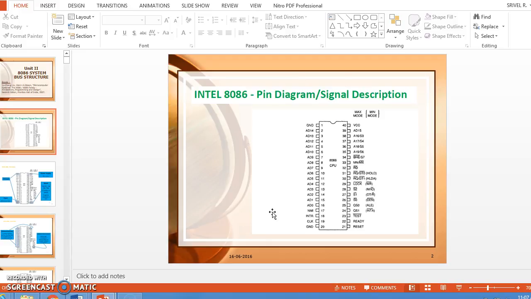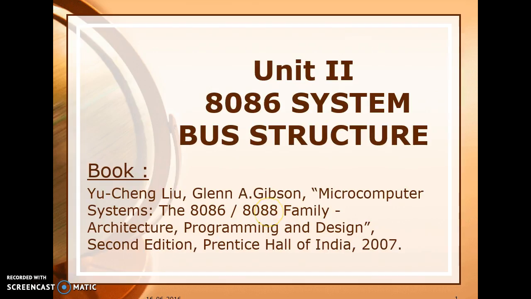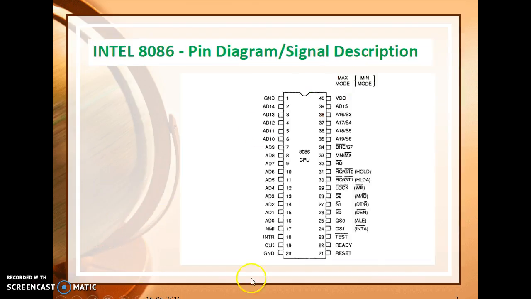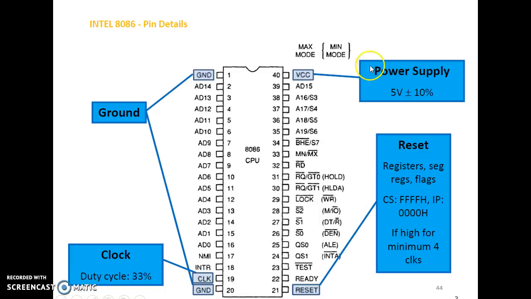This is the pin diagram of the 8086 microprocessor. It consists of a 40-pin IC. First, we are going to discuss supply, ground, clock, and reset. The supply pin, pin 40, is VCC, where you give a 5 volt supply. Then we have 2 ground pins, pin 1 as well as pin 20.